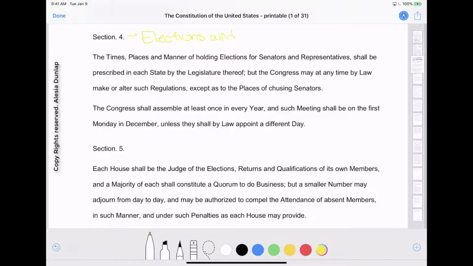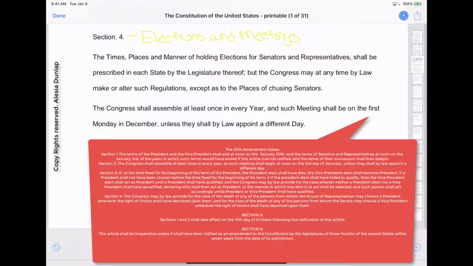All right. So, in addition to the power to impeach, the Senate also has the power to decide when, where, and how to hold elections for their state senator and representatives. However, Congress does have the power to pass laws changing those laws, but they can't determine where state legislators meet to choose senators. So this is kind of what this whole section is all about.